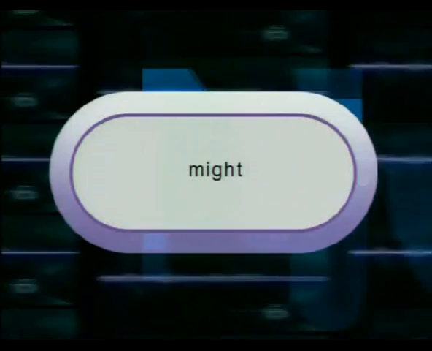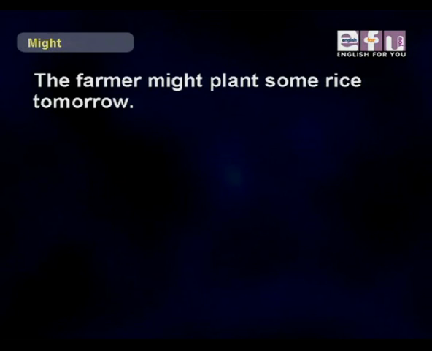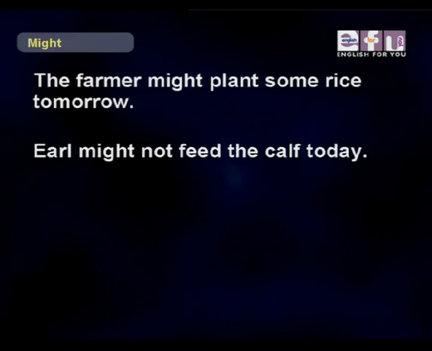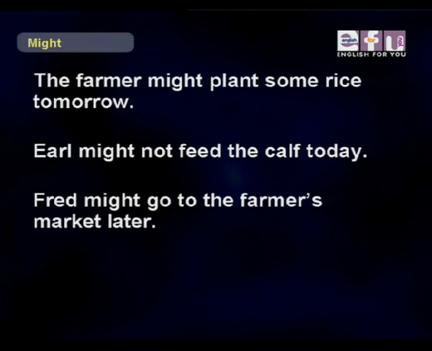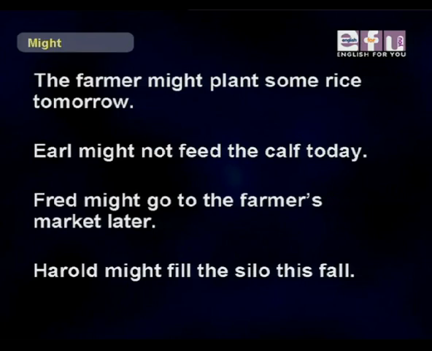Well, now let's review might. So follow these sentences on your screen. The farmer might plant some rice tomorrow. Earl might not feed the calf today. Fred might go to the farmer's market later. Harold might fill the silo this fall.